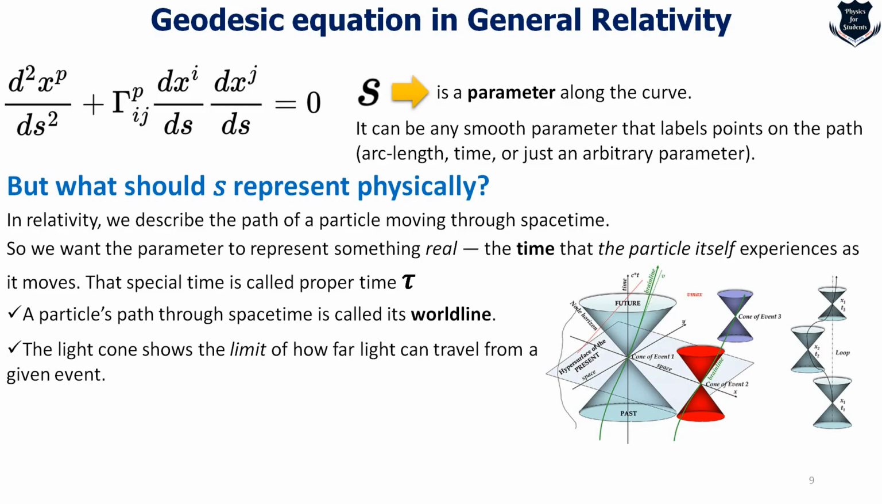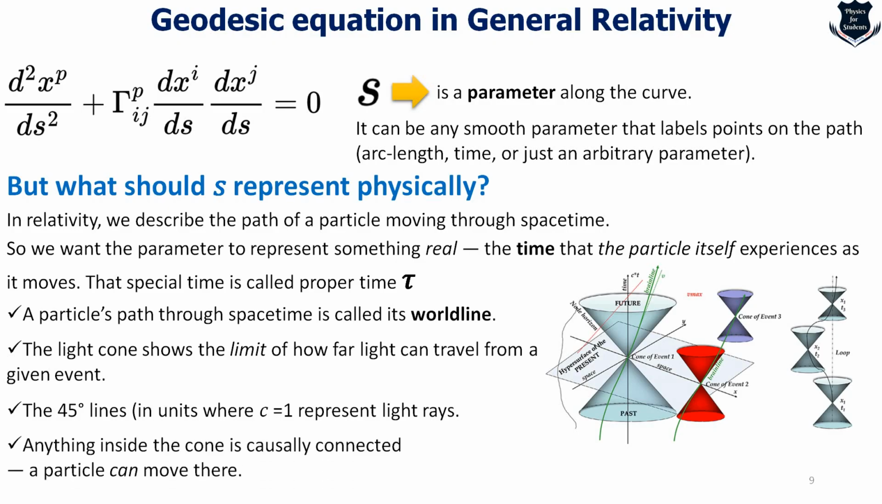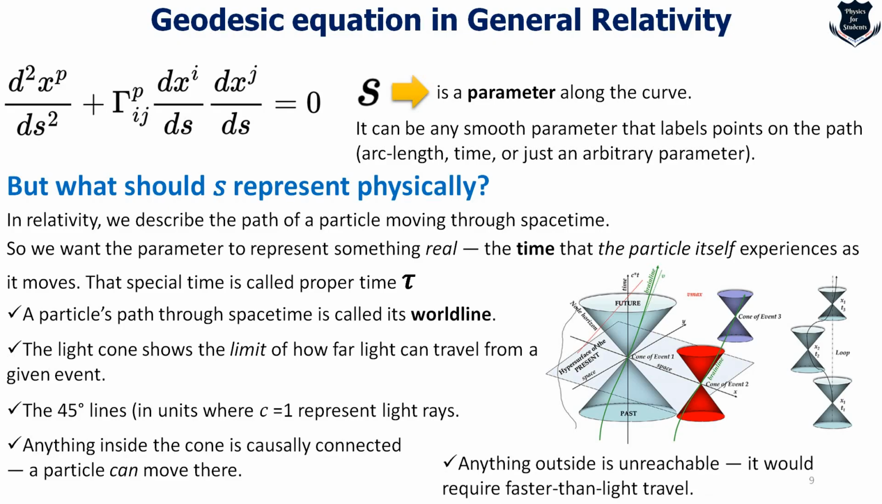The light cone shows the limit of how light can travel. You know already that the 45-degree lines, where c is equal to 1, represent light rays, and anything inside the cone is causally connected. A particle can move there and appear. Anything outside is unreachable, because hypothetically it would require faster than light travel, and we know special relativity restricts anything from moving faster than light. So this is what the s parameter is, and in relativity we want the parameter to represent something real, so the time that the particle itself experiences is called tau.